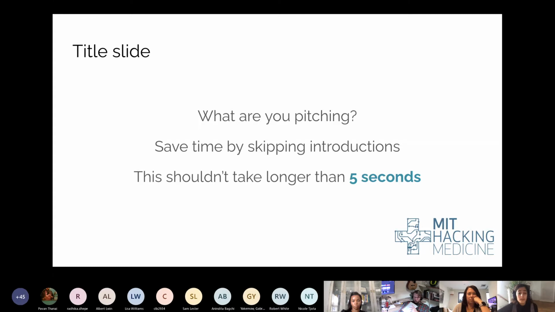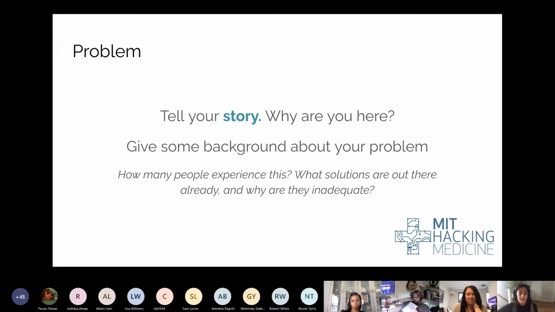We also want you to save time by skipping introductions, and I have a recommendation of how you can show who your team is and highlight their great potential later on in the presentation. You want to make sure that your title slide does not take more than 5 seconds. You should be able to very quickly say, hey, we are team X, and this is what we have worked on. Let's go straight into the problem.